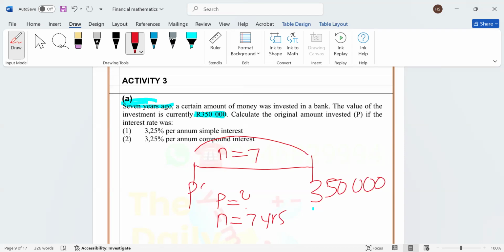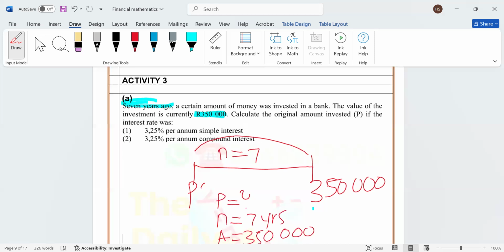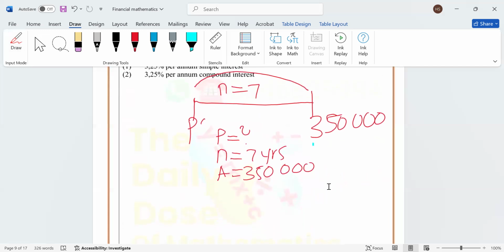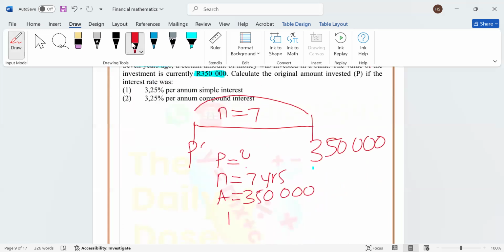Then A equals 350,000. Then I, take a pen, okay? I equals to, I will not keep it as a percentage, so it is over 100, 0.035. Then the formula for simple interest means A equals P(1 + in).